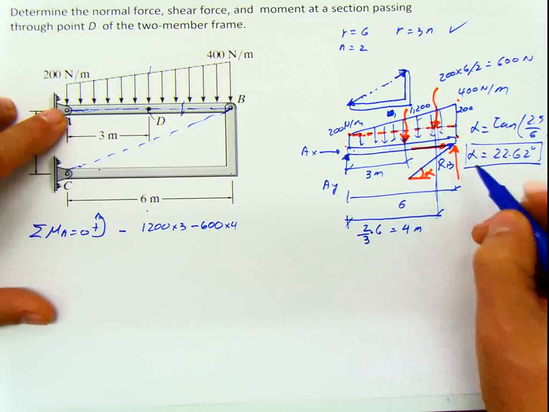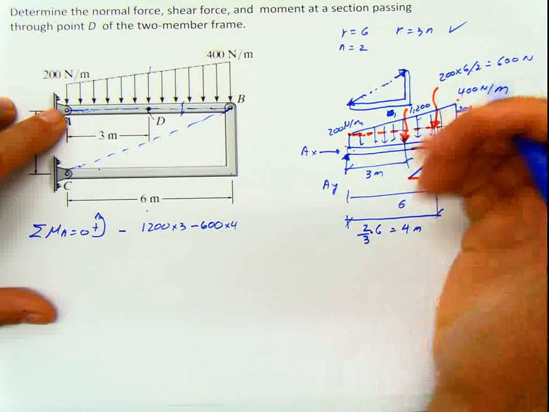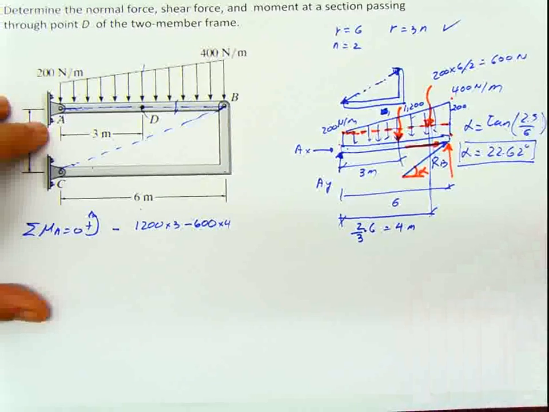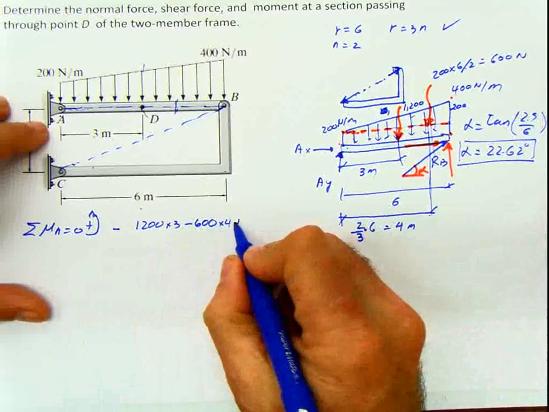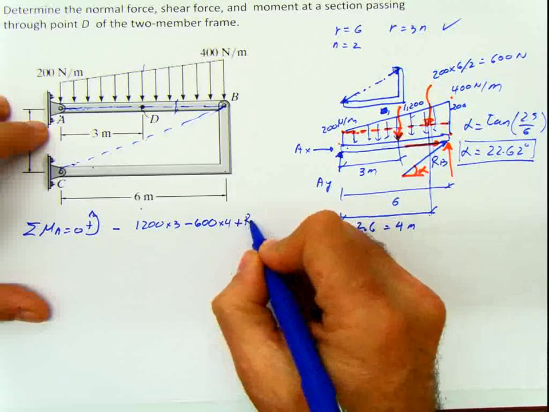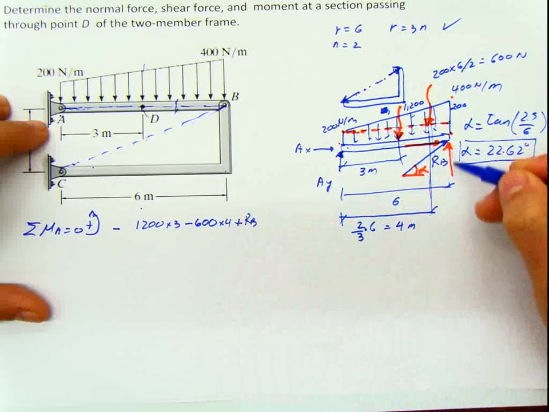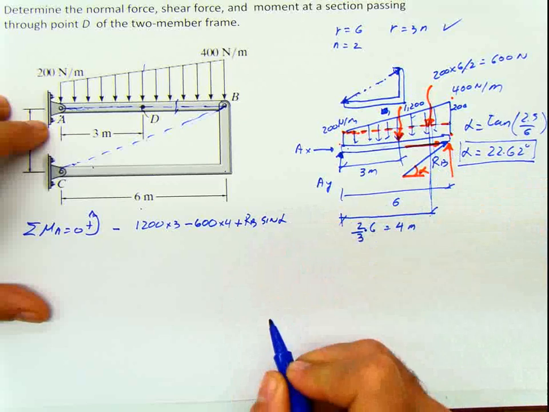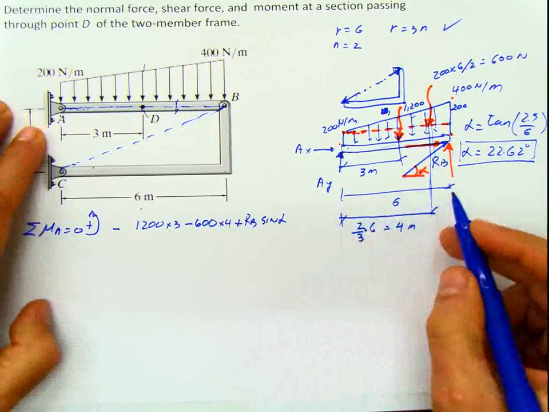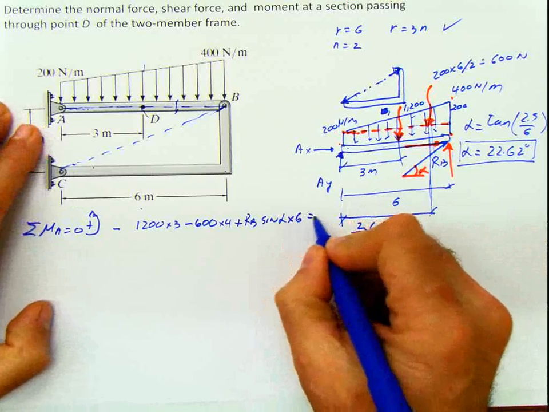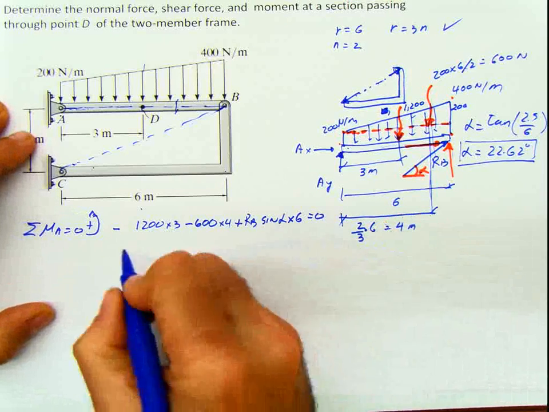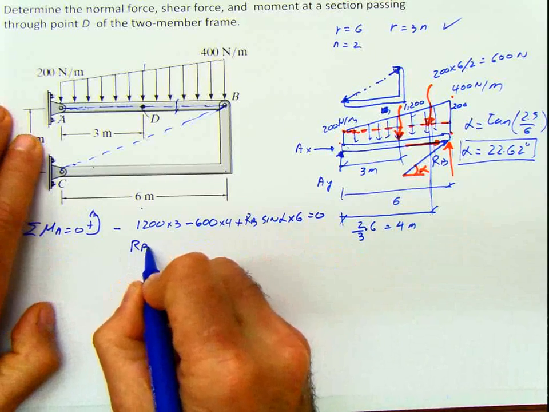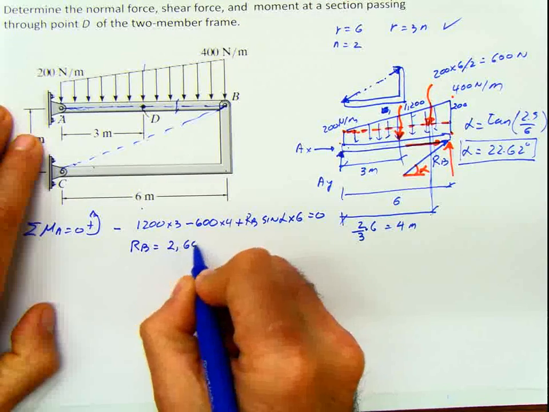The vertical for this one is going to be positive because it's acting in this direction. And secondly, it's going to be plus RB, but it's RB sine alpha, because it's the opposite to the angle. That's the value of the force, times the distance, and the distance is 6. That has to be equal to 0. From here, I know alpha, I just calculated it, I put everything together, and I can get that RB is equal to 2600 newtons.